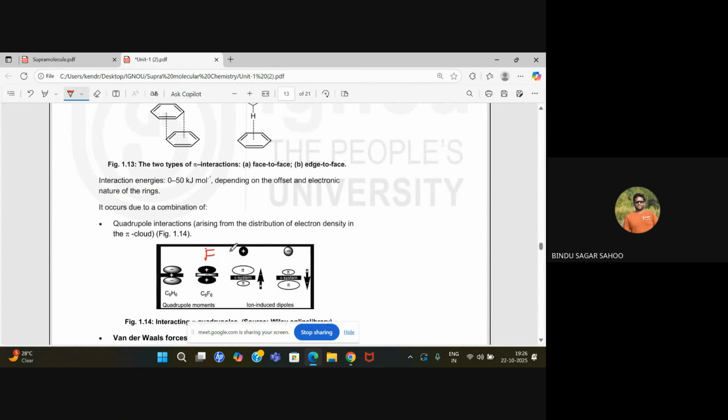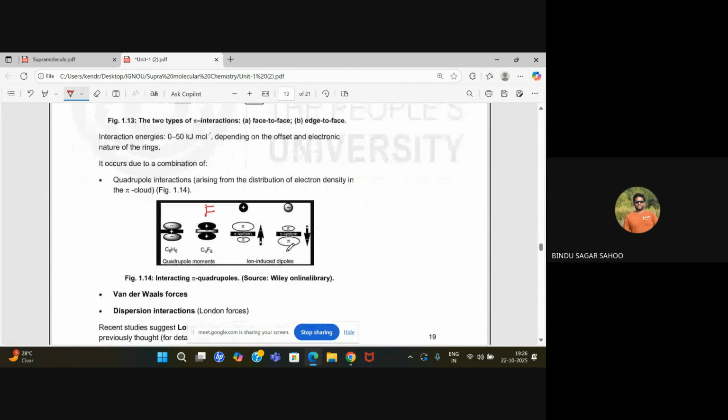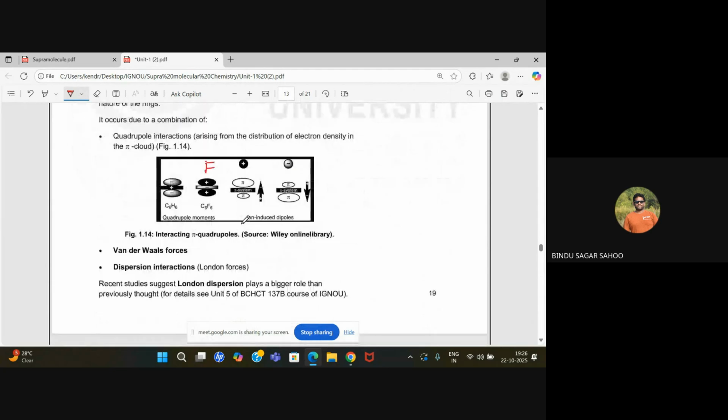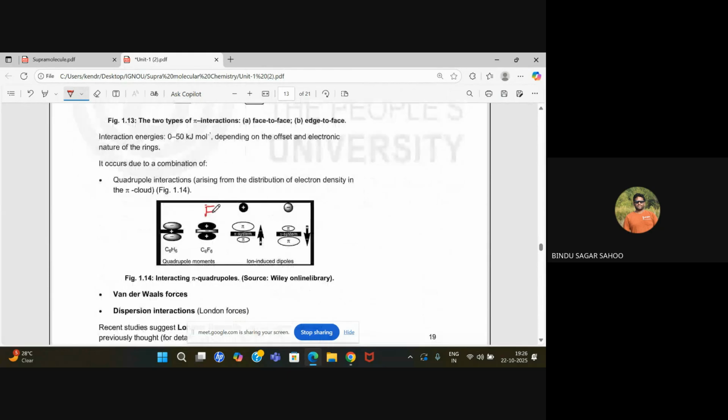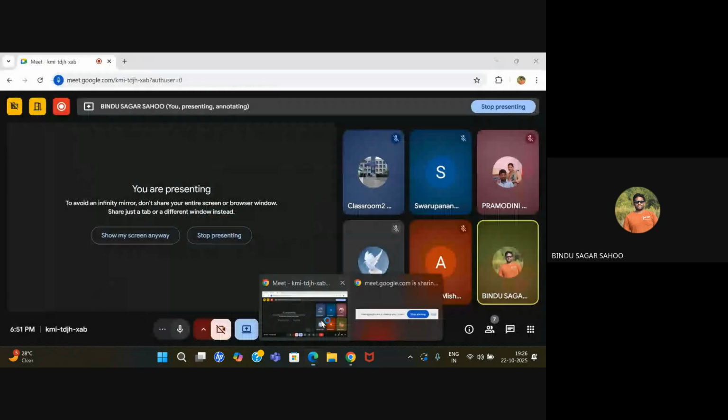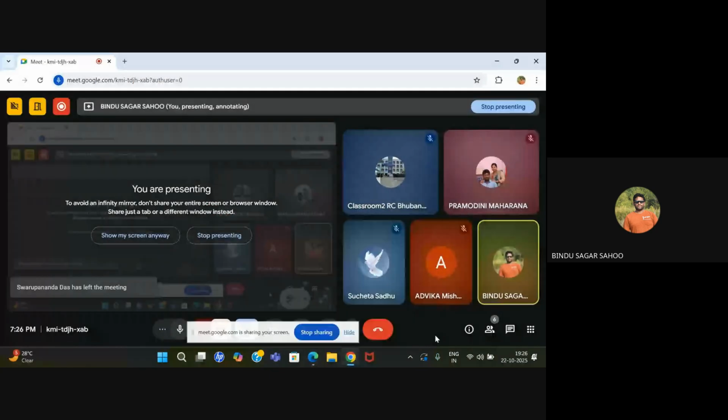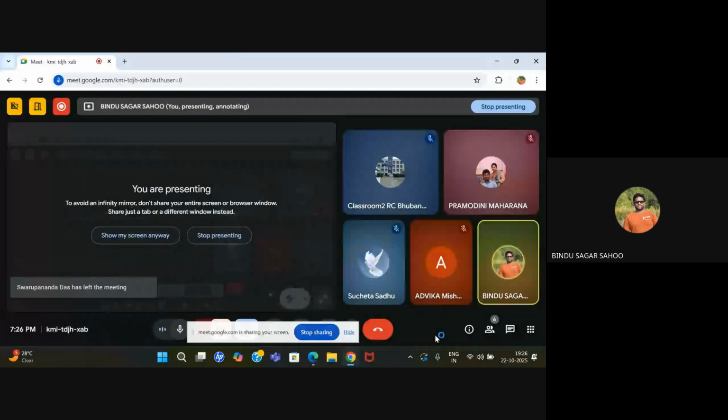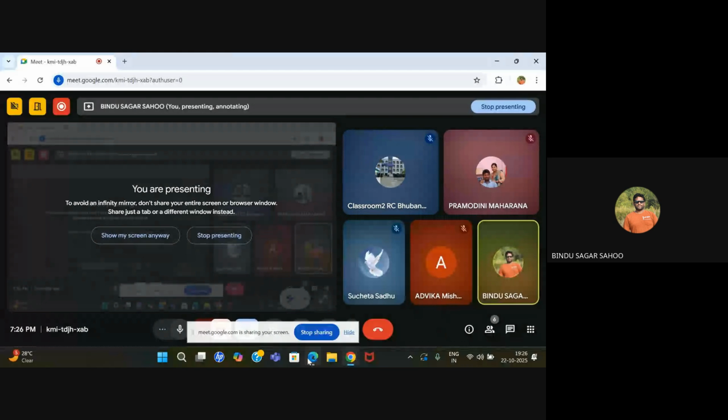So this pi-cation interaction, or pi-anion interaction, are particularly called ion-induced dipole interactions. This is called ion-induced types of dipole interactions. Okay, so these are a few types of non-covalent interactions I will teach you. If you have any doubt you can ask, or if you have any other questions you can ask.